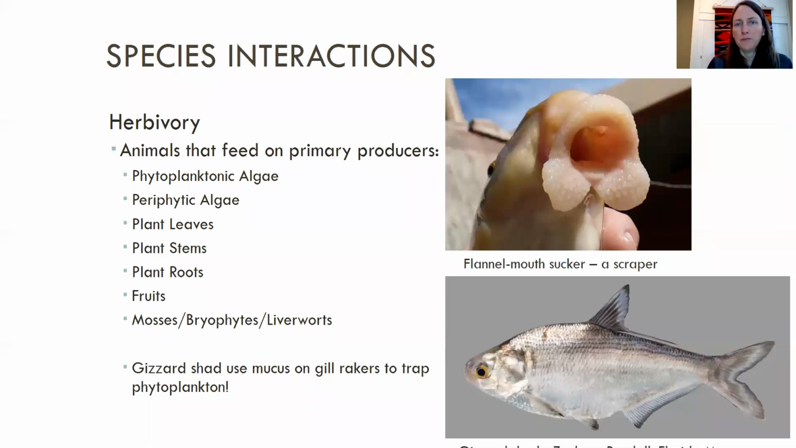So first of all, herbivory. These are animals that feed on primary producers, so green plants, algae, phytoplankton, periphyton, plant leaves, plant stems, plant roots, fruits, mosses, bryophytes, liverworts. The picture at the top is a flannel-mouthed sucker from the Grand Canyon. It's a scraper, so it scrapes algae, and look at those lips. So great. And then this little fish is a gizzard shad. It doesn't look like it would be an herbivore necessarily, but it actually can use mucus and trap phytoplankton on its gill rakers, and then it can eat them that way.